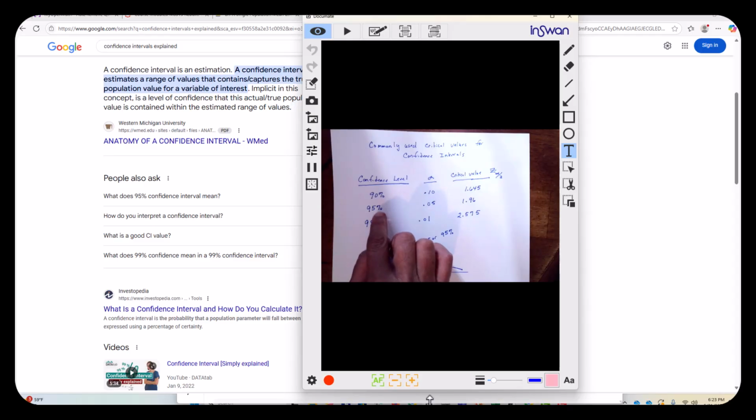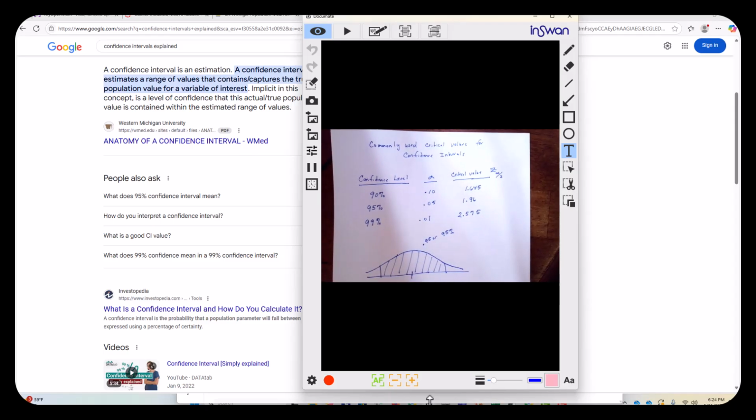Another commonly used confidence level is 95%. So alpha equals here 0.05. So you see how we're getting alpha? If you're making this 0.90, you subtract that from 1, you get 0.10, and so on and so forth. And 99%, again, a most commonly used value.